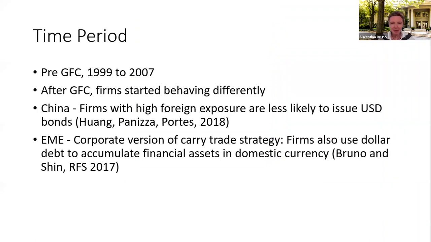So let me go back to the paper. The period covered in this paper is pre-financial crisis, and actually after the financial crisis, firms start behaving differently. So, for instance, for the case of China, he and co-authors find the opposite result, where firms with high foreign exposure tend to issue less dollar-denominated bonds.